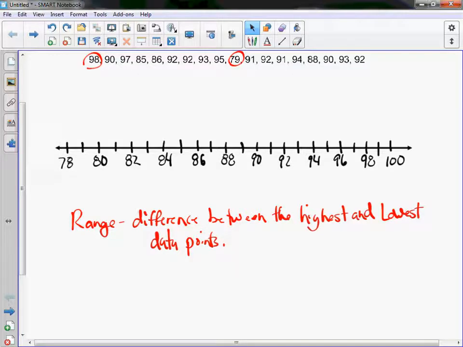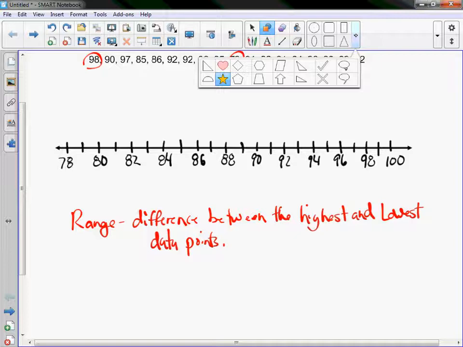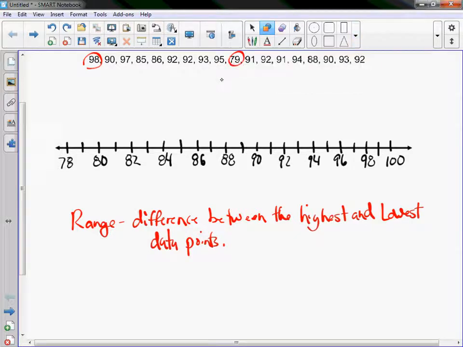Now we just need to put some type of symbol above the number for each of these data points. The star is selected, so might as well use that. I'm just going to go down the list of numbers and put a star above that number each time the number's read off. So the high is 98, so I'm going to put the star on the 98.